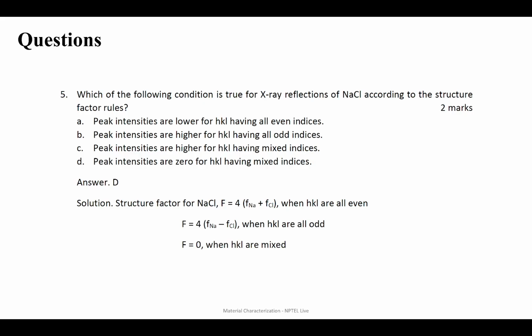So the correct answer would be D. We studied that for NaCl, F equals 4 (f_Na + f_Cl) when HKL are all even. F equals 4 (f_Na − f_Cl) when HKL are all odd. And F equals 0 when HKL are mixed. So out of all four of these, only D satisfies these conditions. So D is the correct answer.